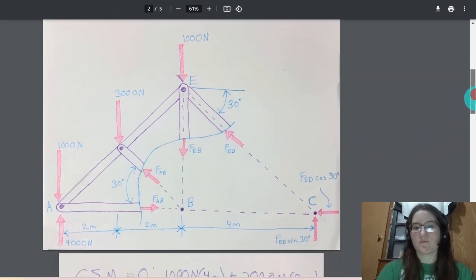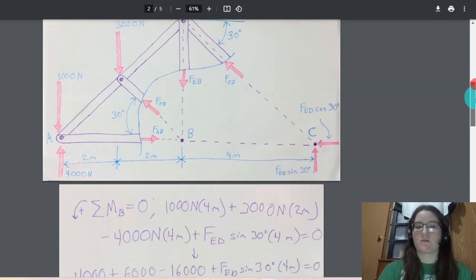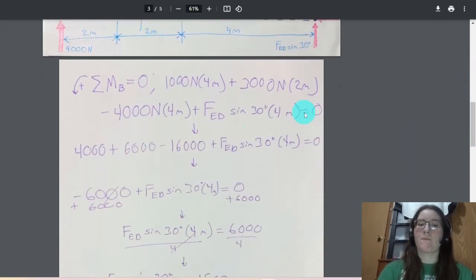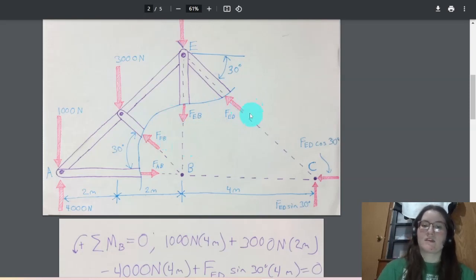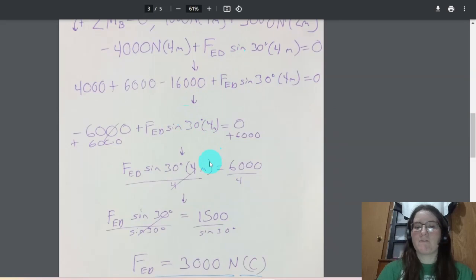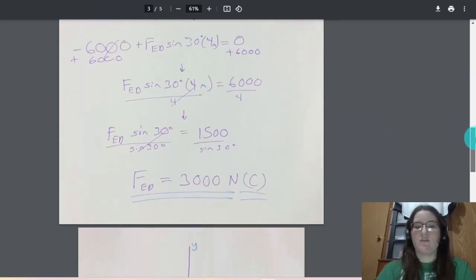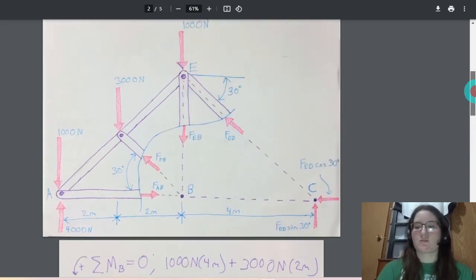And we're going to approach this by trying to figure out FED so that we can find FEB with our second section cut. And the way we're going to do this is using a moment calculation around point B. Let's look at point B. And you can see FEB, FFB, and FAB all meet at B. FED is left out, so it doesn't get canceled out when we calculate moment. So we do this moment calculation and we come up with FED, which is 3,000 newtons. And that means the member is under compression.